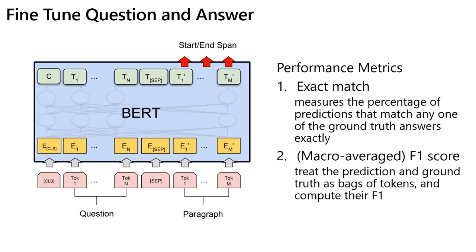For performance evaluation in question answering, we usually use two metrics. The first one is exact match, which measures the percentage of predictions that match any one of the ground truth answers exactly. The second one is micro-averaged F1 score, which treats prediction and ground truth as a bag of tokens and computes their F1. As you can see, usually the exact match metric is lower than the F1 score.